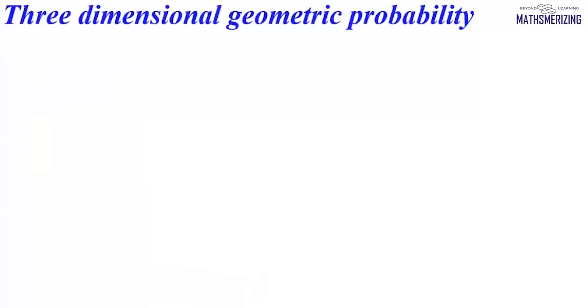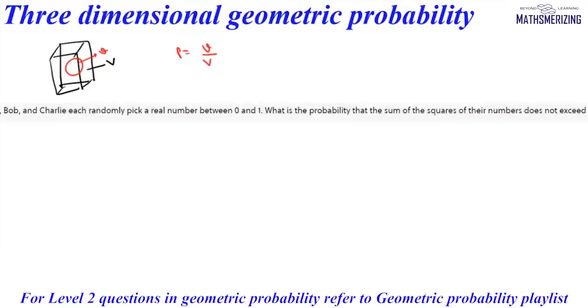Now when we have 3 continuous variables, in that case the sample space can be geometrically represented by a 3-dimensional volume, say capital V. For any corresponding event, we'll find the favorable volume, say small v, and then the probability is given by small v upon capital V. Now let us take an example. Say for example, the question is: Alex, Bob and Charlie each randomly pick a real number between 0 and 1. What is the probability that the sum of the squares of their numbers does not exceed 1?